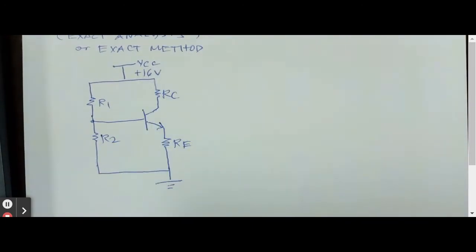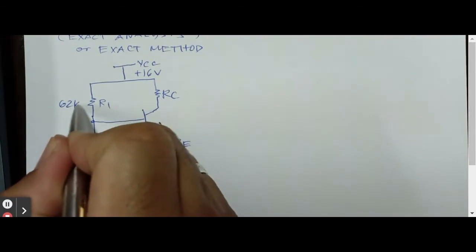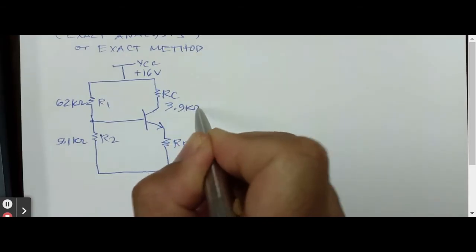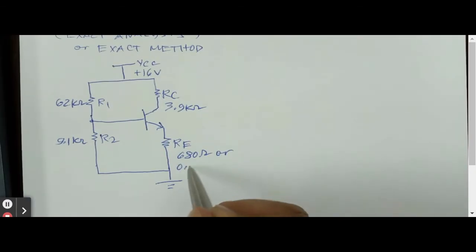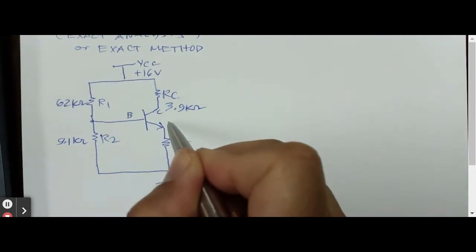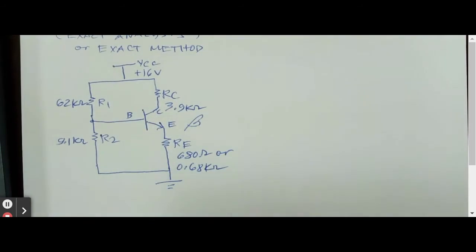We'll call it VCC, and let's say that this is 16 volts. For R1 we will say 62 kilo ohms, and for R2 we will have 9.1 kilo ohms. RC will be 3.9 kilo ohms, and RE 680 ohms, or we can say 0.68 kilo ohms. So this is our collector, this is the base, and this is the emitter. And let's say our beta is equal to 80.